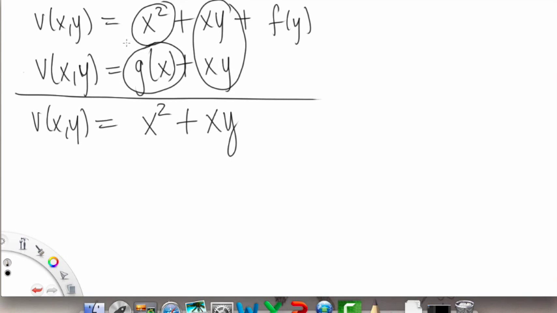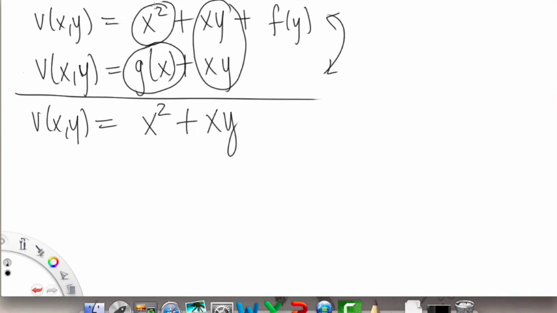So basically, your final answer for your potential function is going to contain everything that needs to be in there, like a combination of all the equations that you found, each individual one, just put together into one. Okay, so in this one, like I said, the xy term, this middle thing, appeared in both, so that's definitely going to be in there.